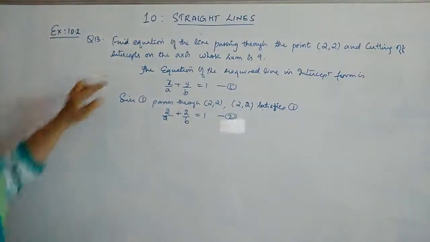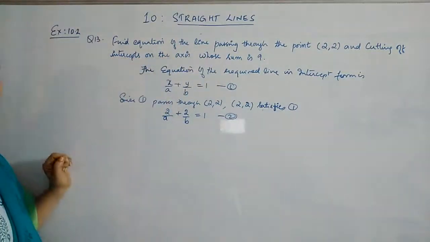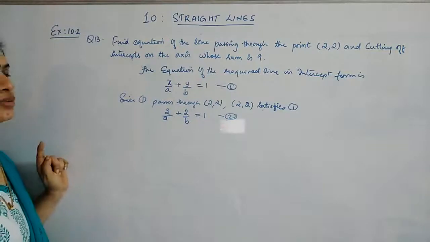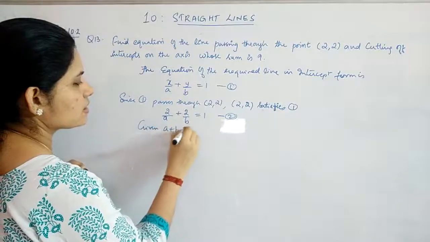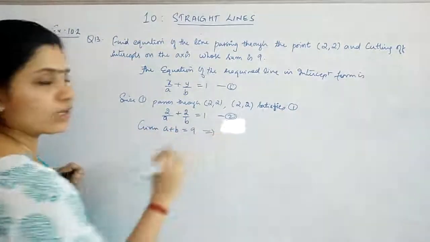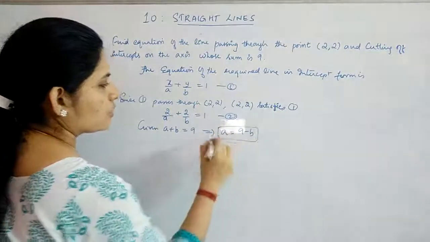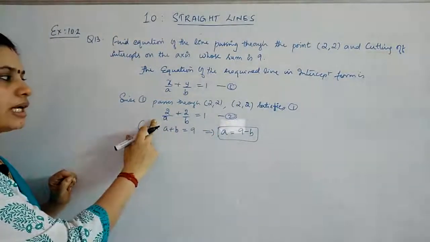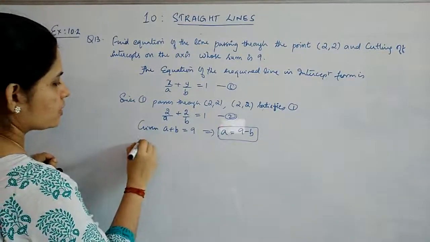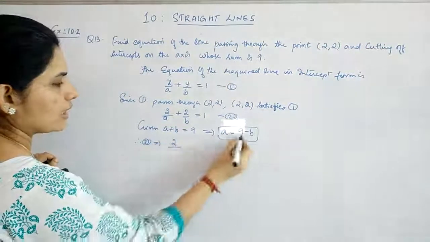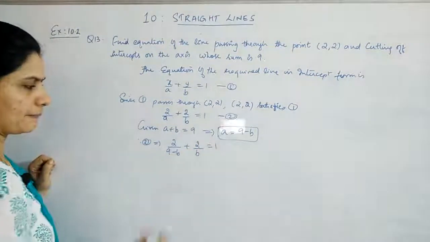Again one more concept is given, which is cutting off the intercepts on the axis whose sum is 9. The intercepts are a and b, so the sum of the intercepts is given to be 9. That means a + b = 9. So from this you can find any one of the variables. Suppose a = 9 - b. Now we replace this in the equation so that it becomes an equation in one variable and we can solve it. Therefore equation 2 becomes 2/(9 - b) + 2/b = 1.